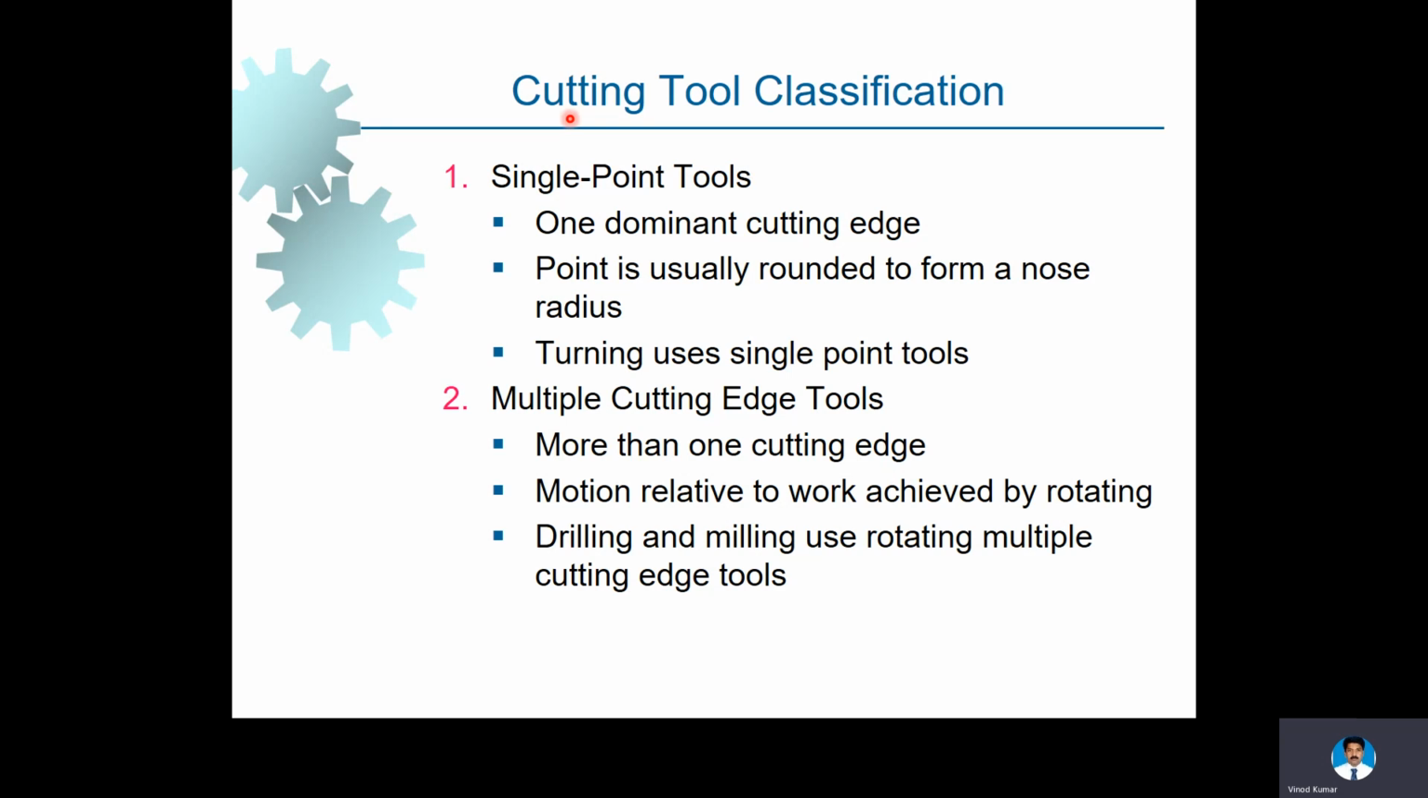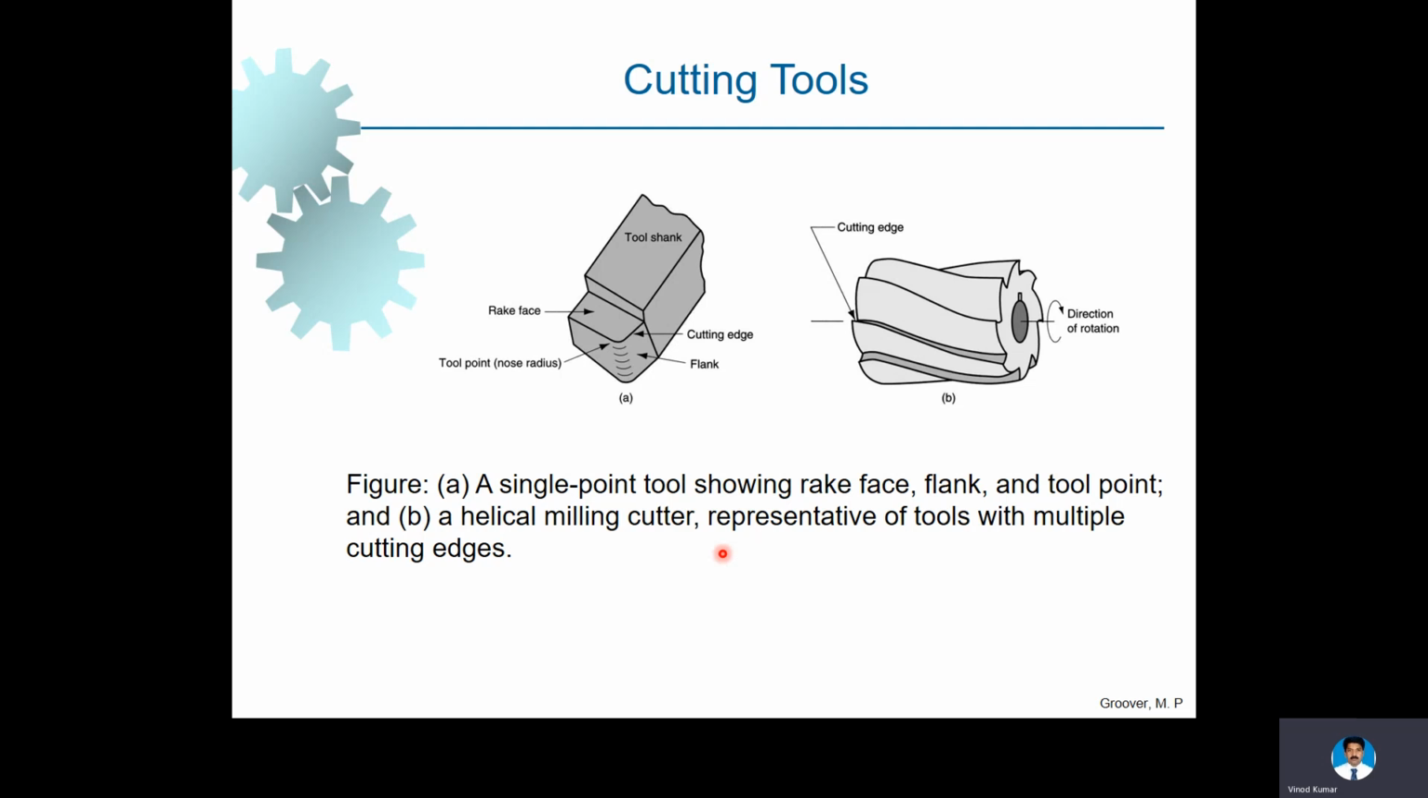Now, what are the classification of cutting tools? There are two types of cutting tools. The first is the single point cutting tool, with only one active cutting edge. The point is usually rounded to form a nose radius. Turning uses single point cutting tools. The second type is multiple cutting edges, with more than one cutting edge. Motion relative to the work is achieved by rotating the multiple cutting edges. Drilling and milling are examples.